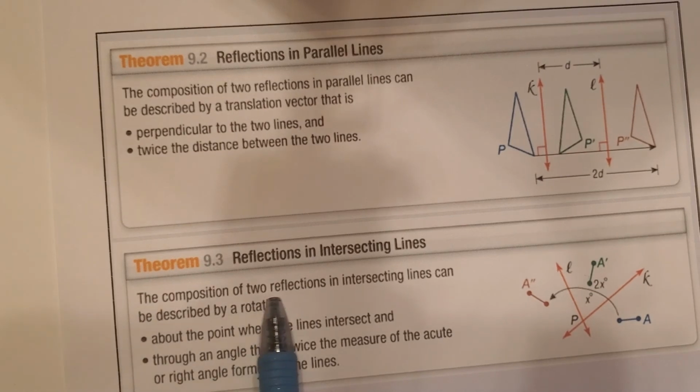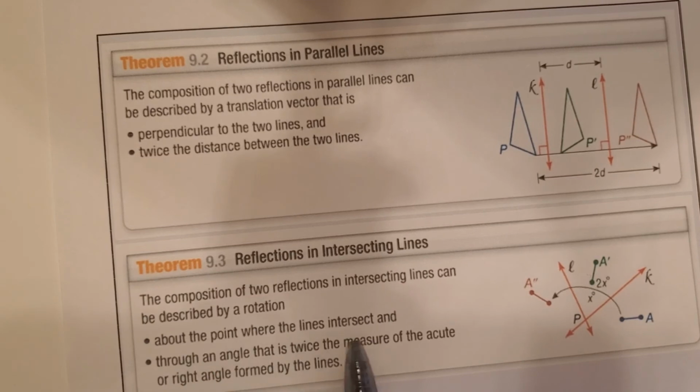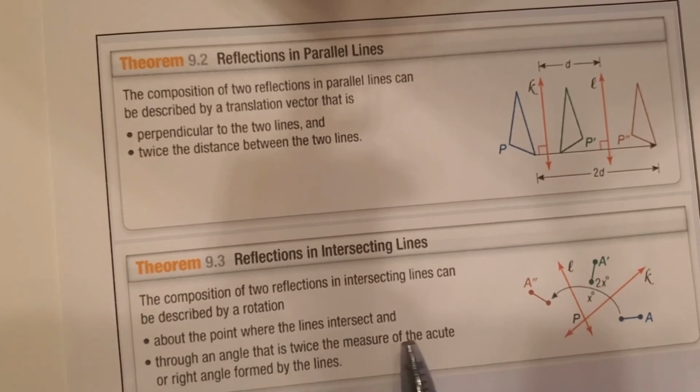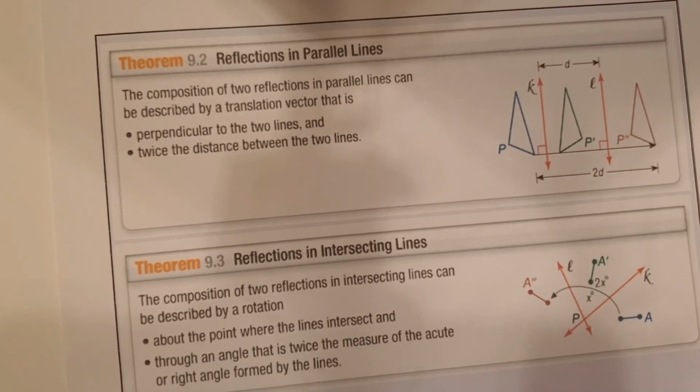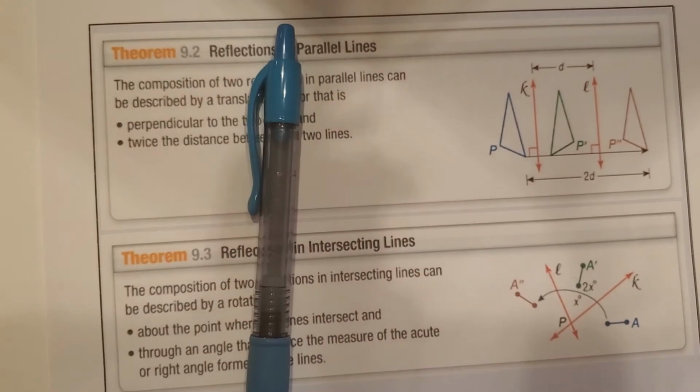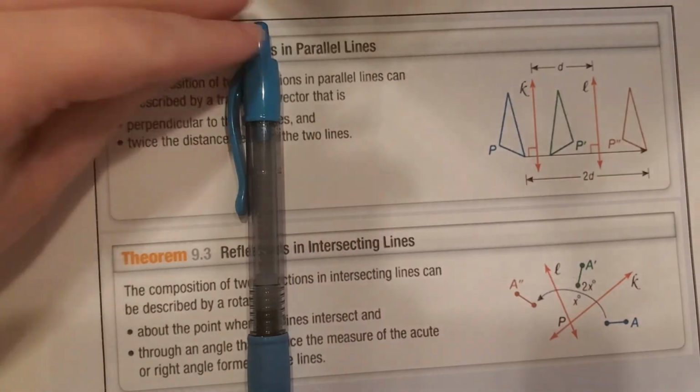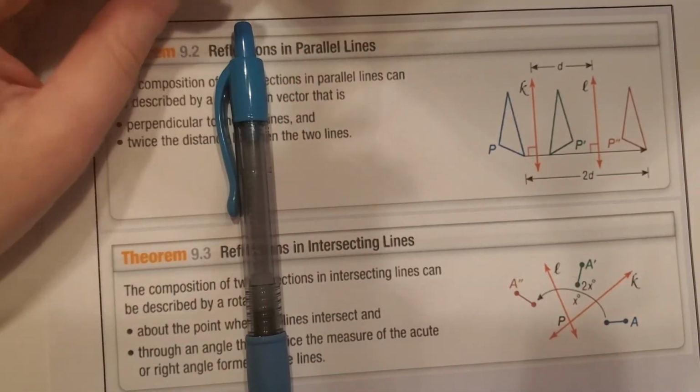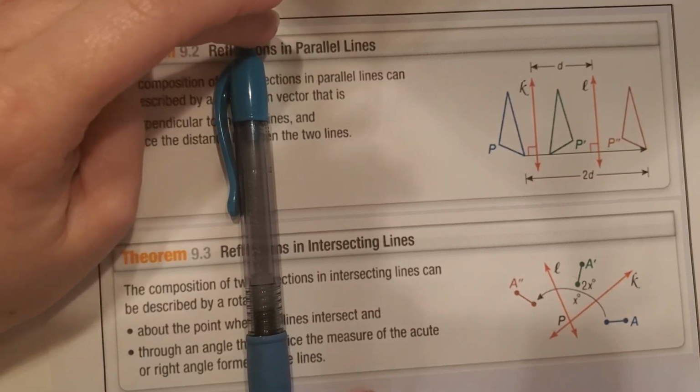The composition of two reflections in intersecting lines can be described by a rotation about the point where the lines intersect and through an angle that is twice the measure of the acute or right angle formed by the lines. So similar kind of thing. All right? I'm going to do my best by making this invisible.